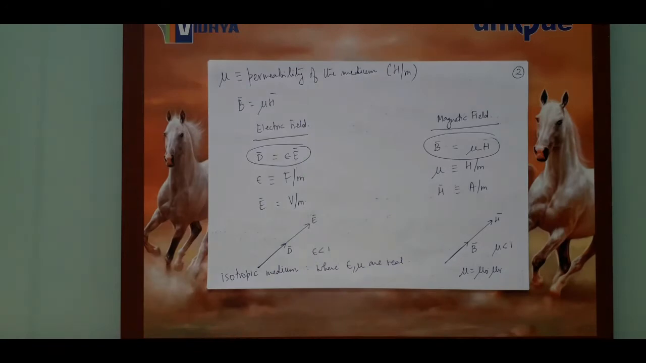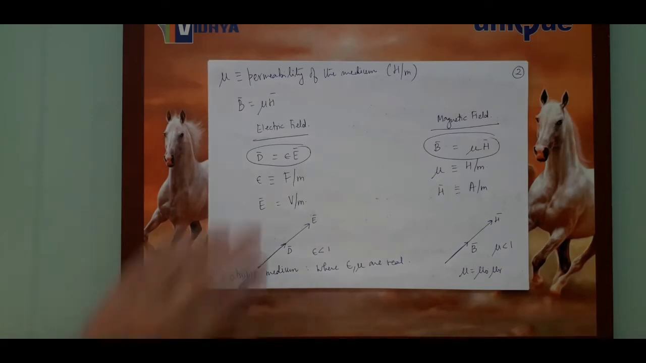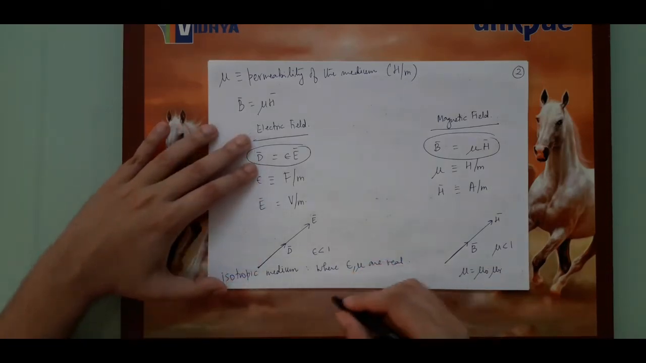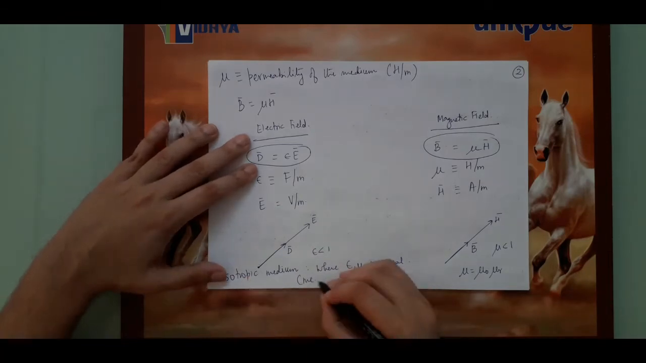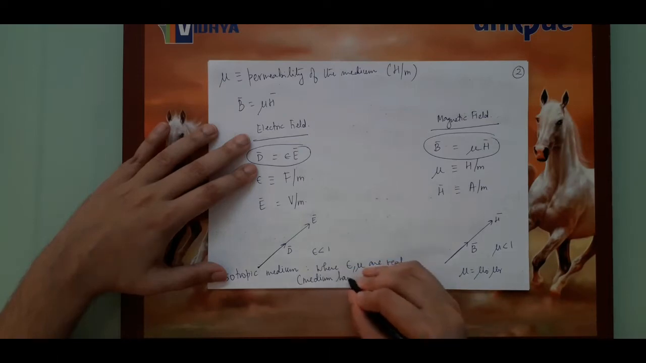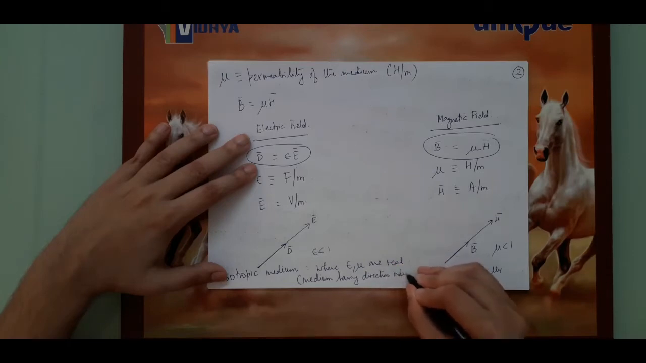So in such case, the electric field vector and the displacement density vector will be the same. Likewise, the magnetic field vector and the magnetic flux vector will also be the same direction, not magnitude. So I can also say an isotropic medium is a medium having direction independent properties.